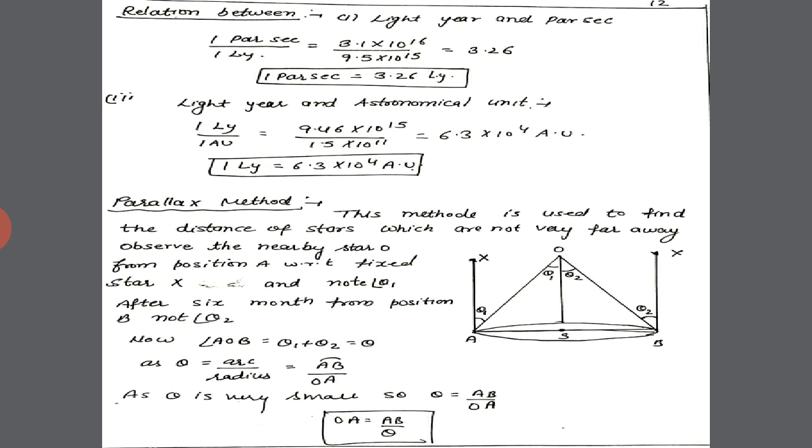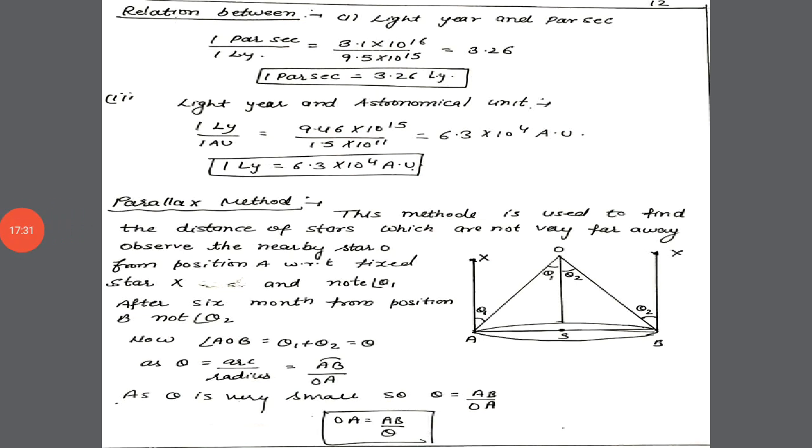So you can easily measure the distance OA. Similarly, you can also measure OB. The distance will be the same from the two distinct positions. And this method of measurement is called the parallax method. Got it?